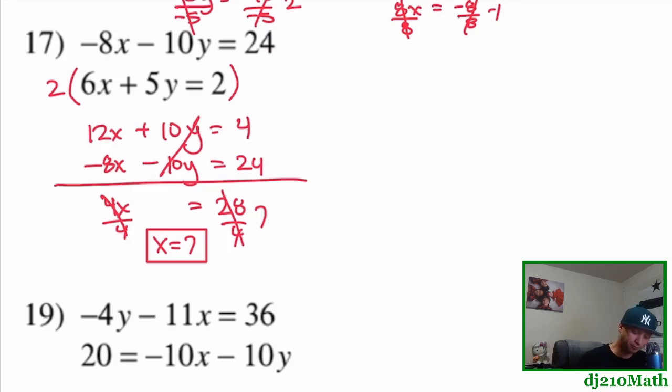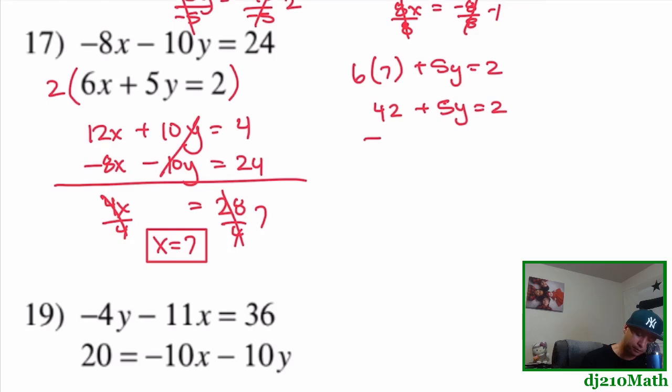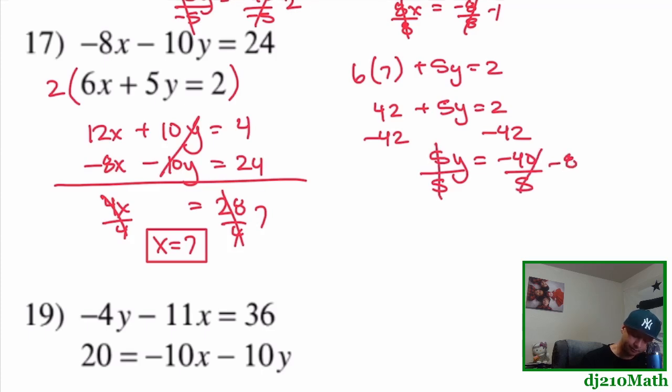Let's do the second one. So 6 times 7 plus 5y equals 2. 42 plus 5y equals 2. Minus 42, minus 42. 5y is equal to negative 40. Divide both sides by 5. y is equal to negative 8. So y is equal to negative 8.